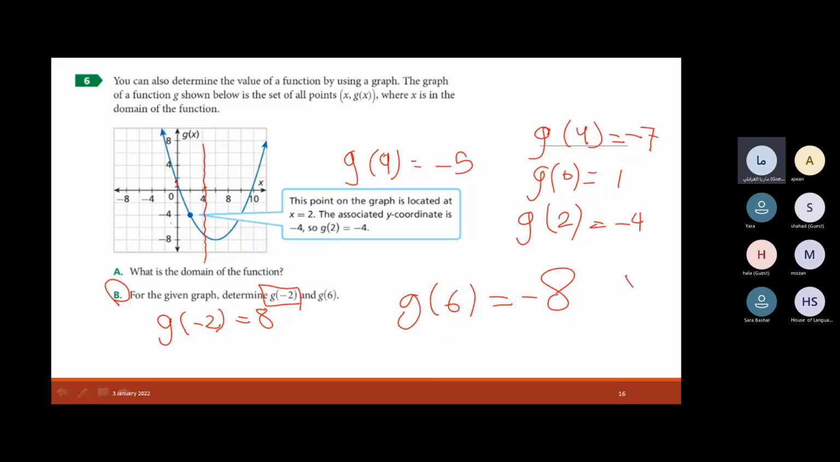Maria, this is the blue curve. Where does the red line intersect it? At this point? Or at this point? Or at this point? Or at this point? Which one? At 1, 2, 3, or 4? 4. Maria. Teacher, just a second.